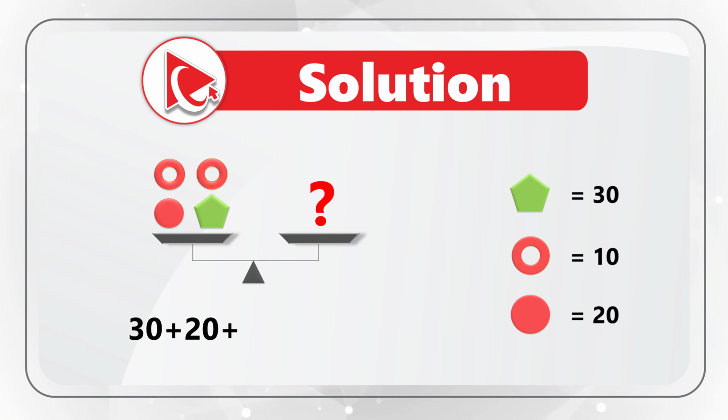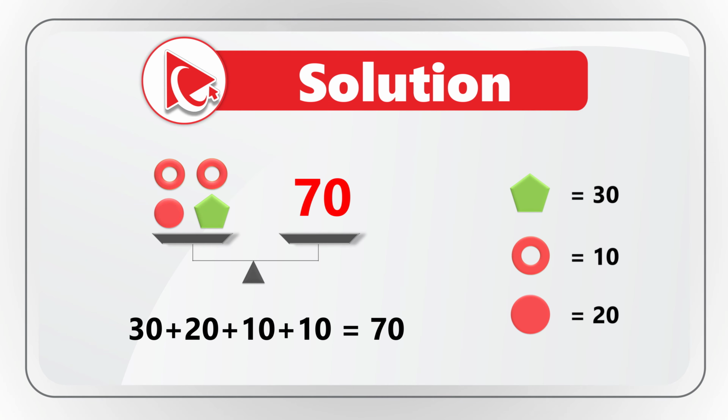30 plus 20 plus 10 plus 10 equals 70, which means the correct answer is choice C, 70.